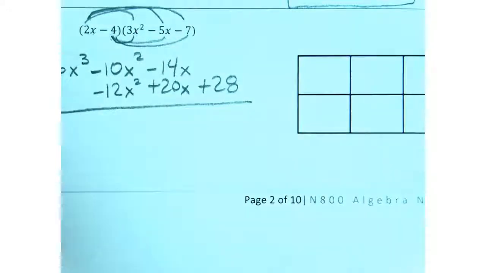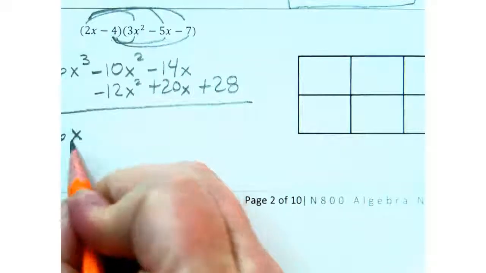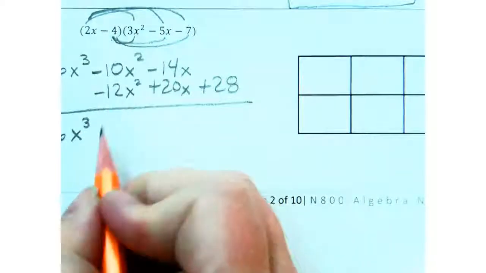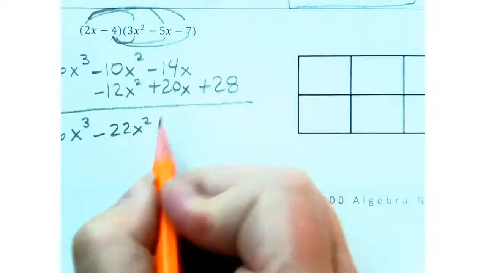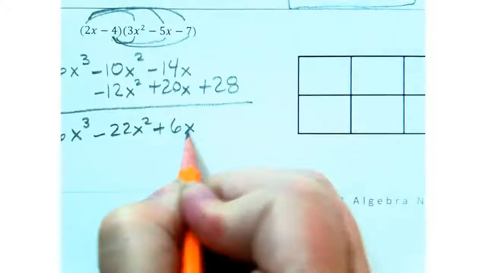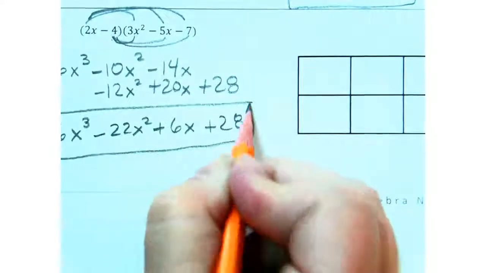I lined the terms up, so combining like terms is easy. Remember not to add the powers of the variables. 6x cubed minus 22x squared plus 6x plus 28 is the final solution.